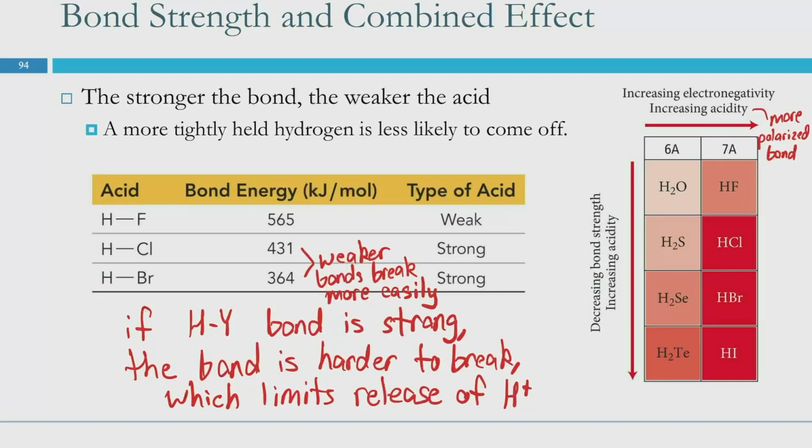Any ideas why that's decreasing bond strength? What's another trend that changes as we move top to bottom? Increasing acidity. That's true. I'm thinking of a property of the element. There's something else that changes as we move top to bottom. The size. The size changes. How does it change?